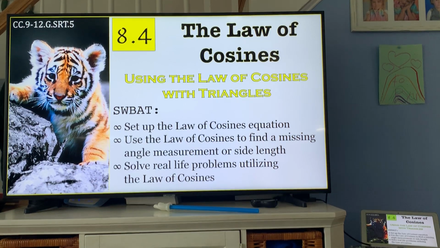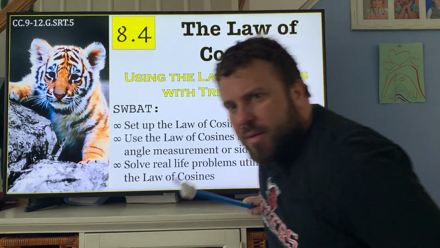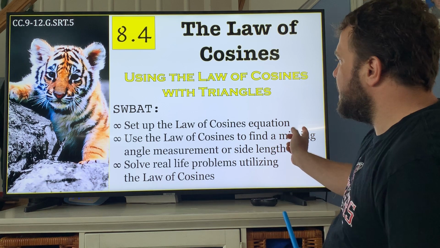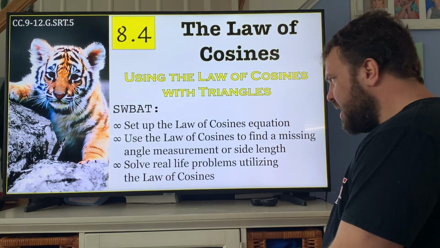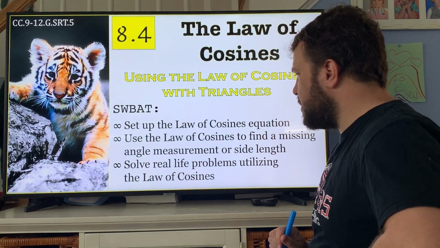The law of cosines. Using the law of cosines with triangles, students will be able to set up the law of cosines equation, use the law of cosines to find a missing angle measurement or side measurement, and solve real-life problems utilizing the law of cosines.